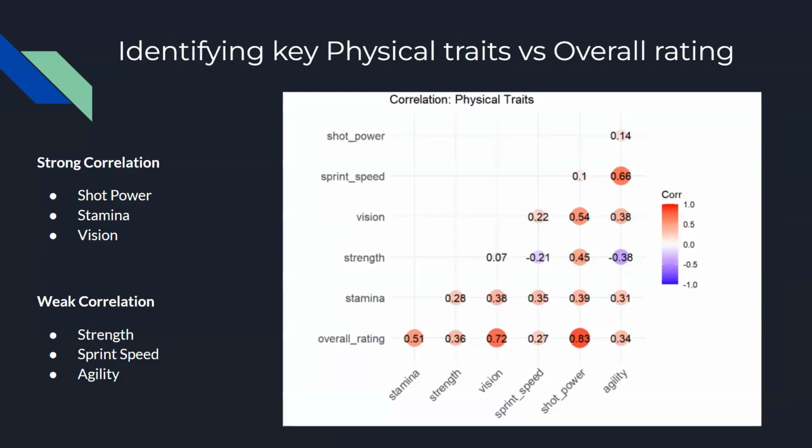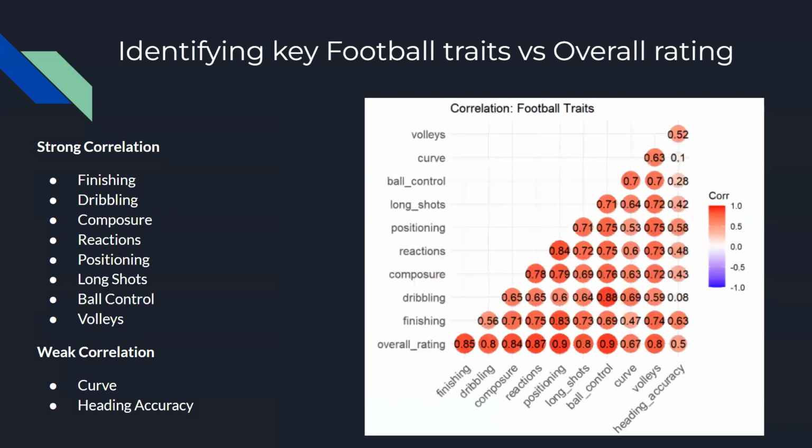First, let's identify the key physical traits which strongly influence the overall rating. We can see that the key physical traits are shot power, stamina, and vision. Also, if we look at the football traits which are the key influences for the overall rating, we can see that those are finishing, dribbling, composure, reactions, positioning, long shots, ball control, and volleys.